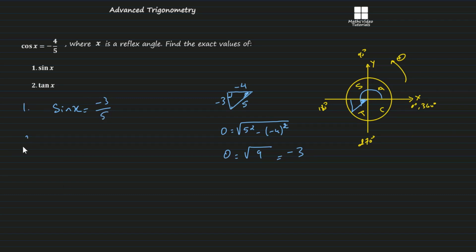Now for the tan, it will be straightforward because the tan we know is the opposite divided by the adjacent. So that's minus 3 over minus 4. And that will give us 3/4. And that's how you do this type of question.